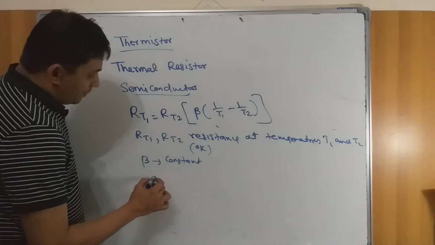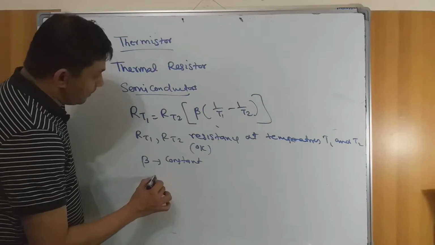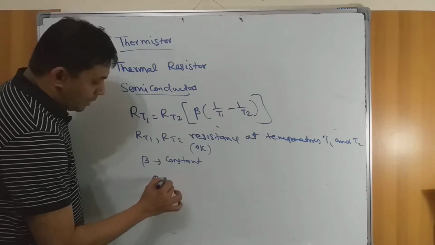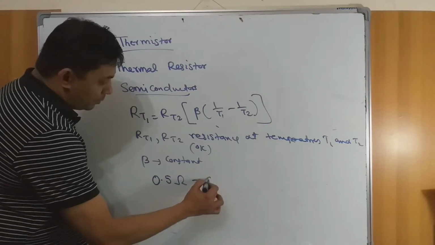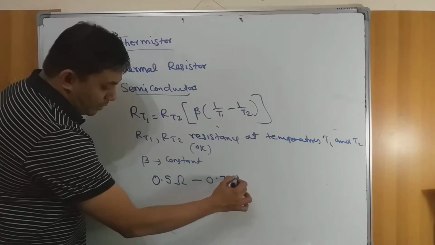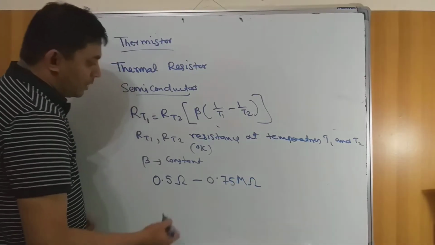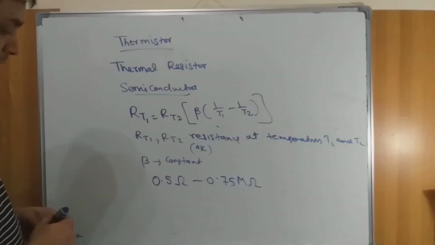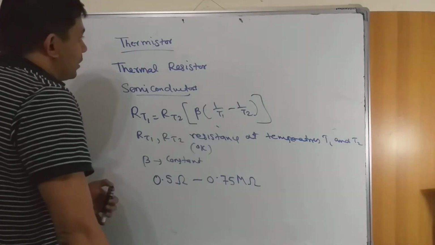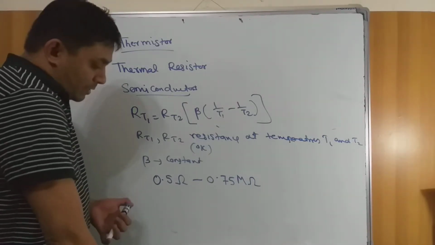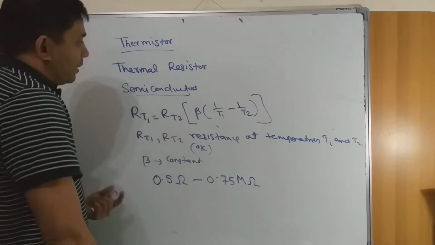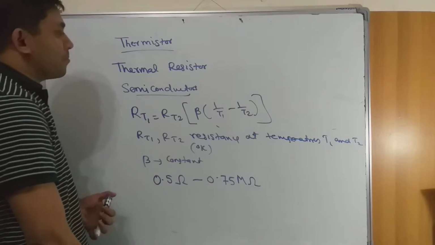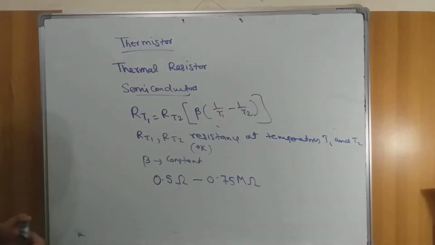This type of transducer has a value of resistance ranging from 0.5 ohm up to about 0.75 mega ohm. This wide range of resistance values is associated with these sensors, which are called thermistors. One of the limitations of thermistors is that their relationship with respect to temperature is not linear, so it is not going to be a linear scale.